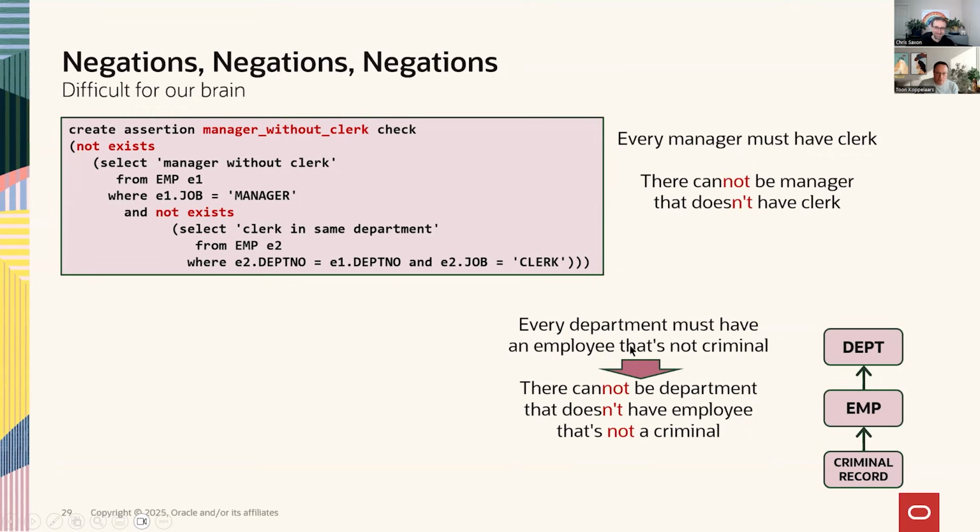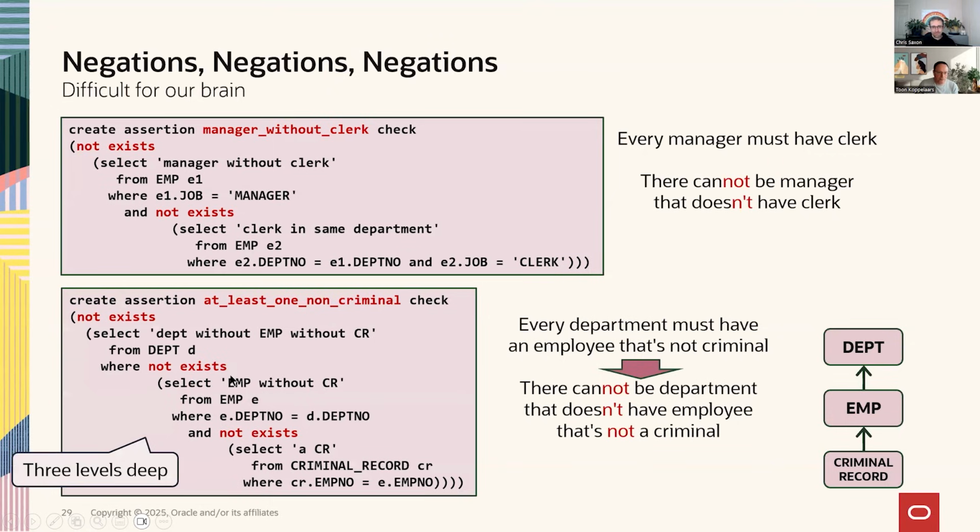So now I have three negations, and this translates into three nested not exists. Not exists a department for which there doesn't exist an employee which is not a criminal, for which there doesn't exist a criminal record for that employee. So I have three levels deep here, which becomes really awkward to understand. Had I given you this first, you would have had trouble trying to figure out that this is actually implementing every department must have an employee that's not a criminal.